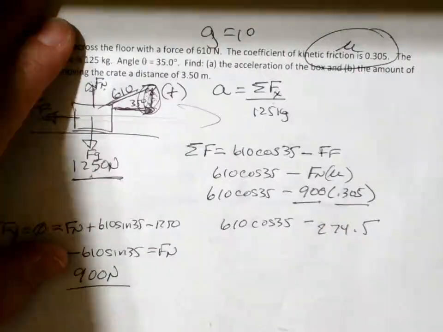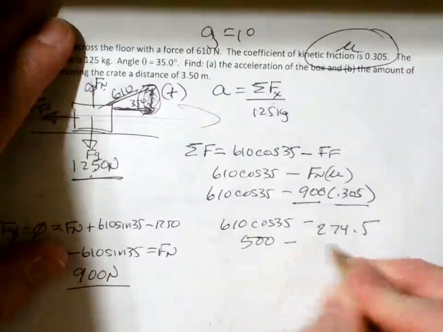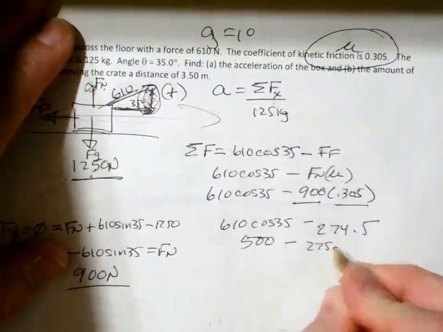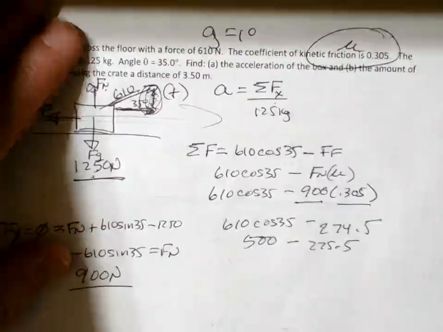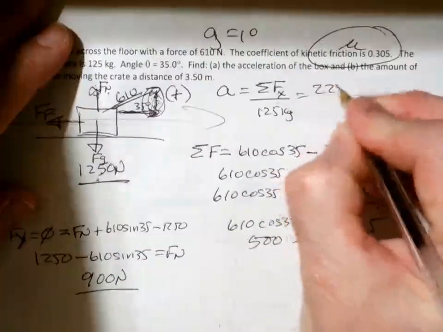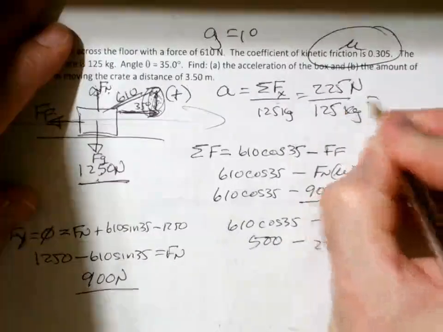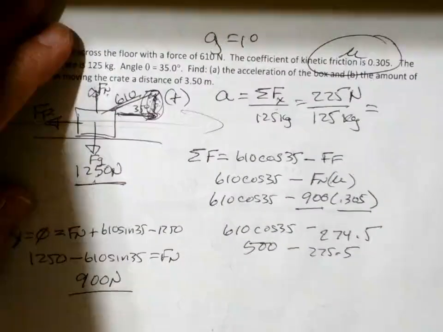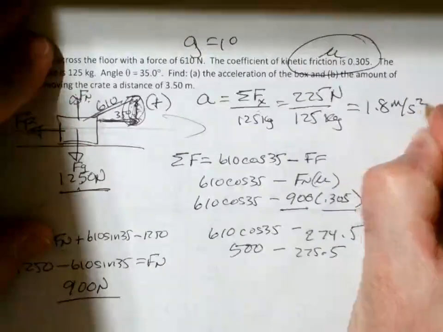All right, so 610 cosine 35, I wish I would have done that already, that'd be nice, is equal to 500, basically, minus 274.5. 500 minus 274.5 is 225. So let's just say that the net force is equal to 225, divided by 125, is equal to 1.8 meters per second squared.